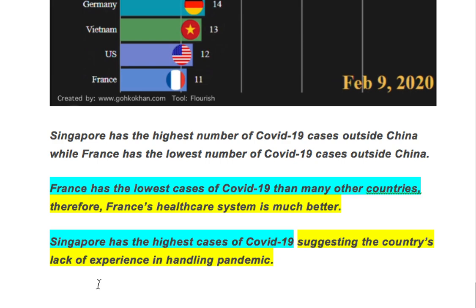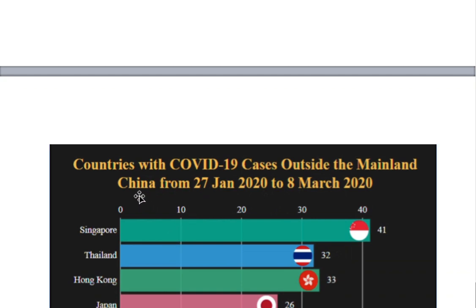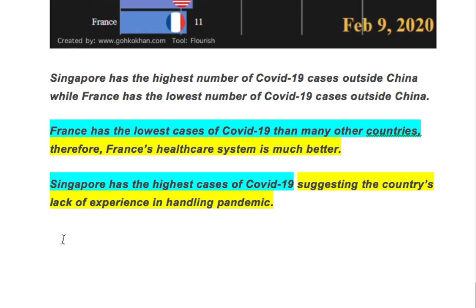It is just an opinion. It is basically a mere assumption. It is not necessarily true because there could be many other reasons. Maybe Singapore has the highest number because it is close to China. Maybe Singapore has the highest number because it is the most visited country in the world. Maybe Singapore has the highest number because it has a lot of foreigners living in the country or going into the country. So there could be many other reasons, but for us, perhaps this is just an example.